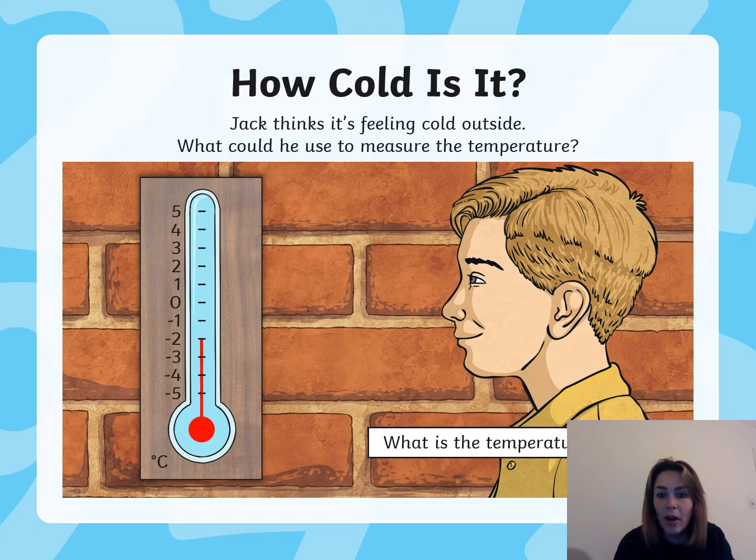So what is the temperature on this thermometer? If you have a look and follow the red line, you can see that the temperature is -2 or -2 degrees Celsius, as you can see by the unit that is after the -2.